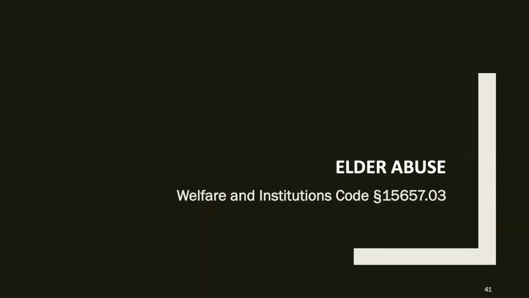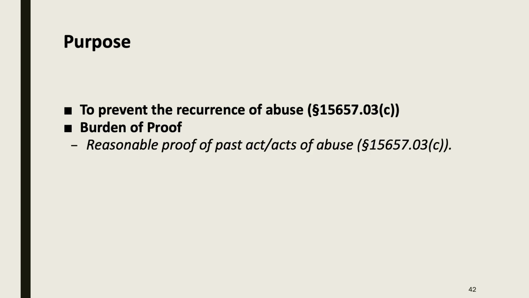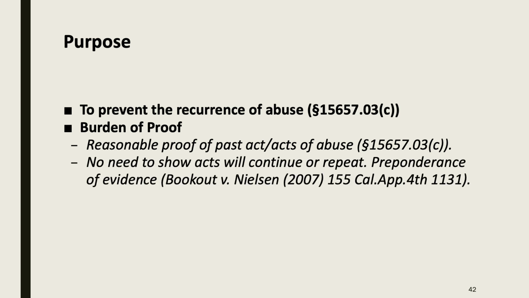Now, something that's probably not going to be particularly helpful to you as minors counsel, but it's another available restraining order, is the elder abuse restraining orders. The purpose is to prevent the recurrence of abuse. And the burden of proof is reasonable proof of a past act or acts of abuse. There is no need to show that the acts will continue or repeat, and the burden of proof is preponderance of evidence.